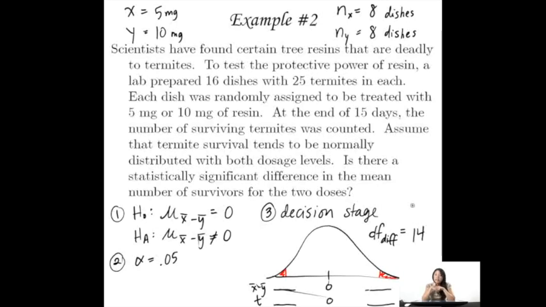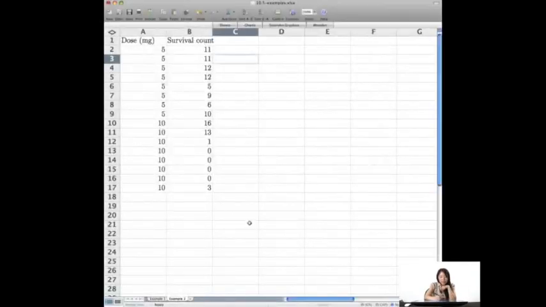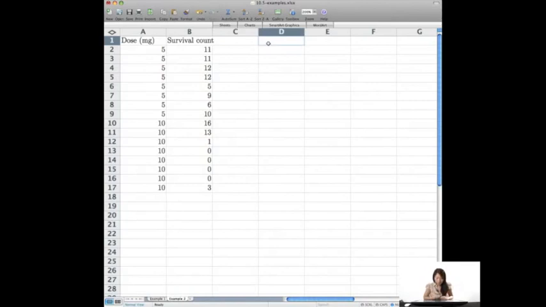Can we figure out what the critical t is? So I'll put critical. Can we figure out what the critical t is? Well, I think we can. Let's see. You could use the book, but I'm going to use Excel to find the critical T.